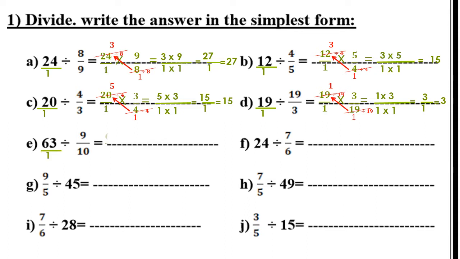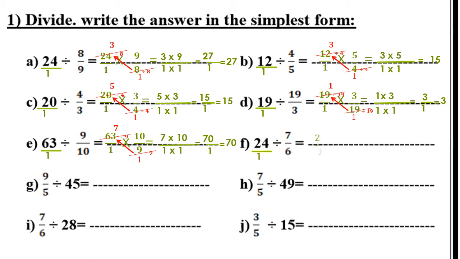63 divided by 9 over 10. 63 over 1 times 10 over 9. 63 and 9 are together in table 9, so I'm going to divide by 9 up and down. 63 divided by 9 is 7. 9 divided by 9 is 1. So 7 times 10 over 1 times 1, the final answer is 70.